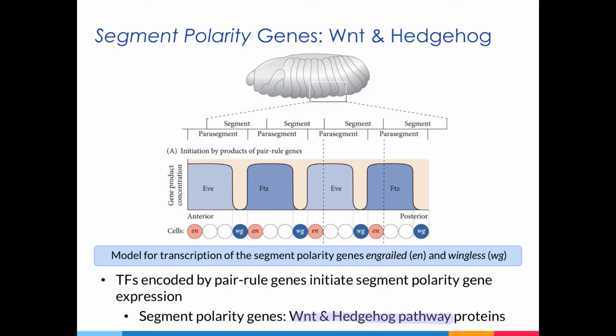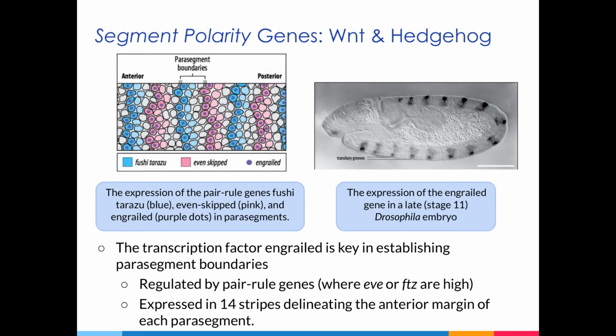This particular expression pattern is controlled by the expression of the pair rule genes. So the transcription factor engrailed, which is shown here in the purple, is expressed in rows of cells that either express the pair rule gene ftz, which is shown in blue, or the pair rule gene even-skipped, which is shown in pink. Wherever the concentration of either of these transcription factors is highest, engrailed will also be expressed. So because these pair rule genes are expressed in 7 alternating stripes along the anterior-posterior axis, then engrailed will be expressed in a total of 14 stripes.